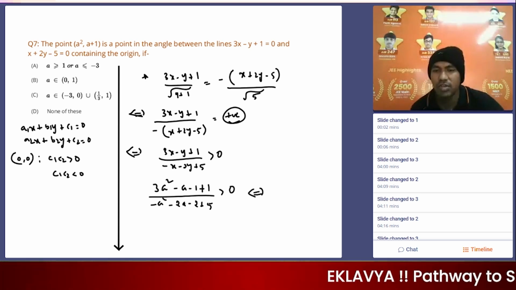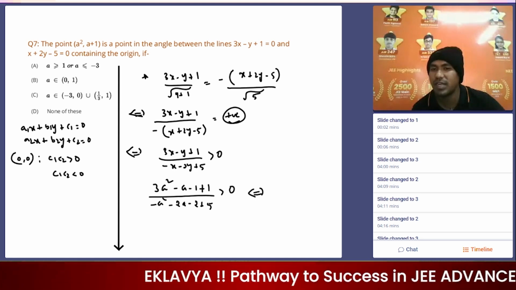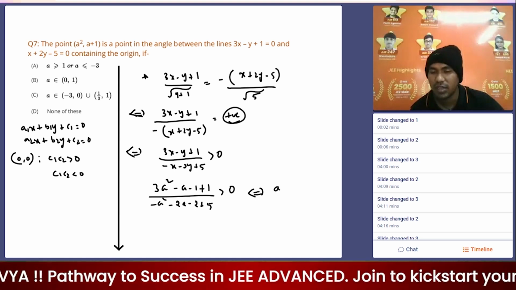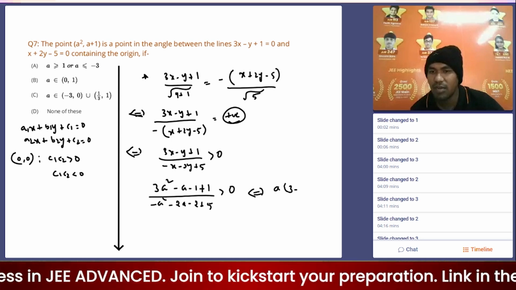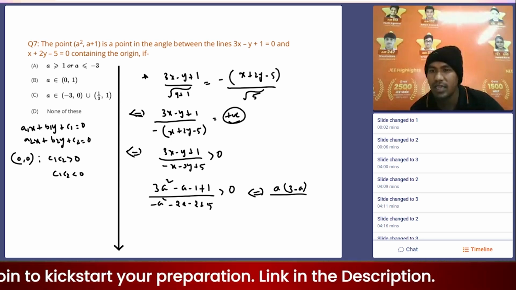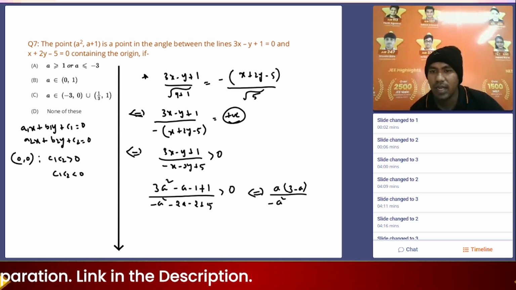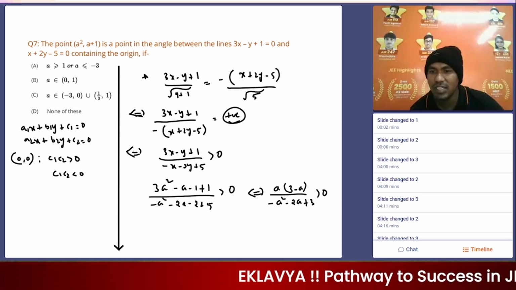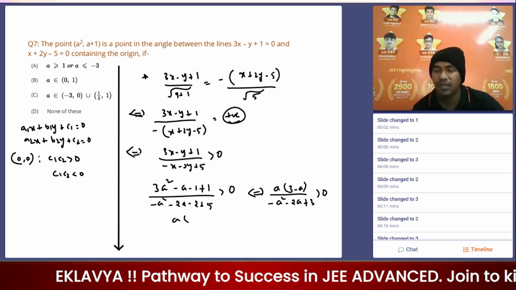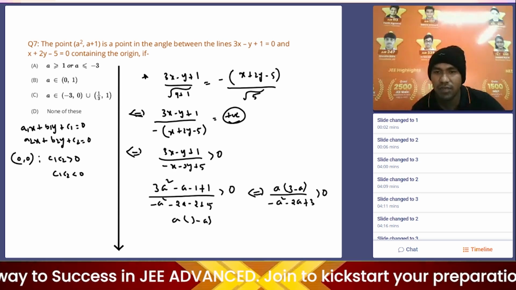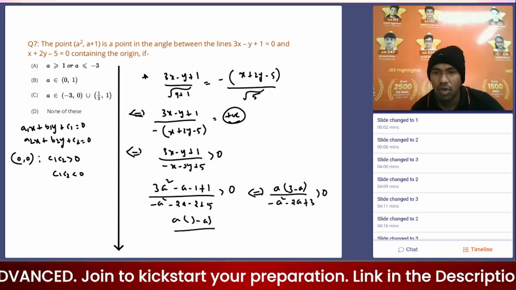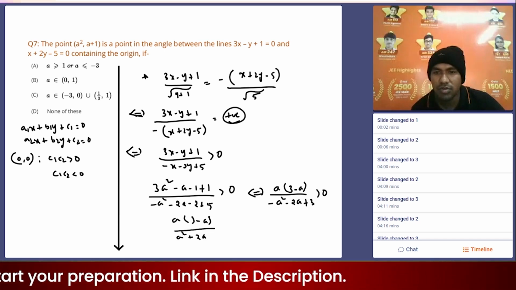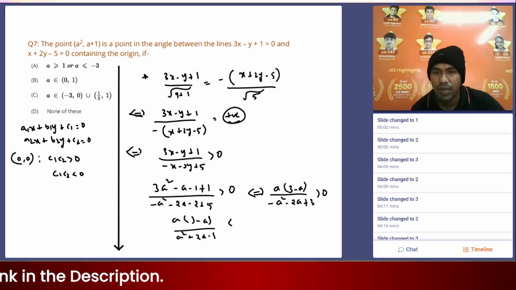So 3a square minus a, and 1 minus 1 gets cancelled. Then take a common, then you will get 3 minus a upon, here you are getting minus a square and minus 2a, right? And 5 minus 2, that will be plus 3, which is greater than 0. So by multiplying with negative, you will get a times of 3 minus a upon, so this part will become a square plus 2a minus 3, which is going to be less than 0.